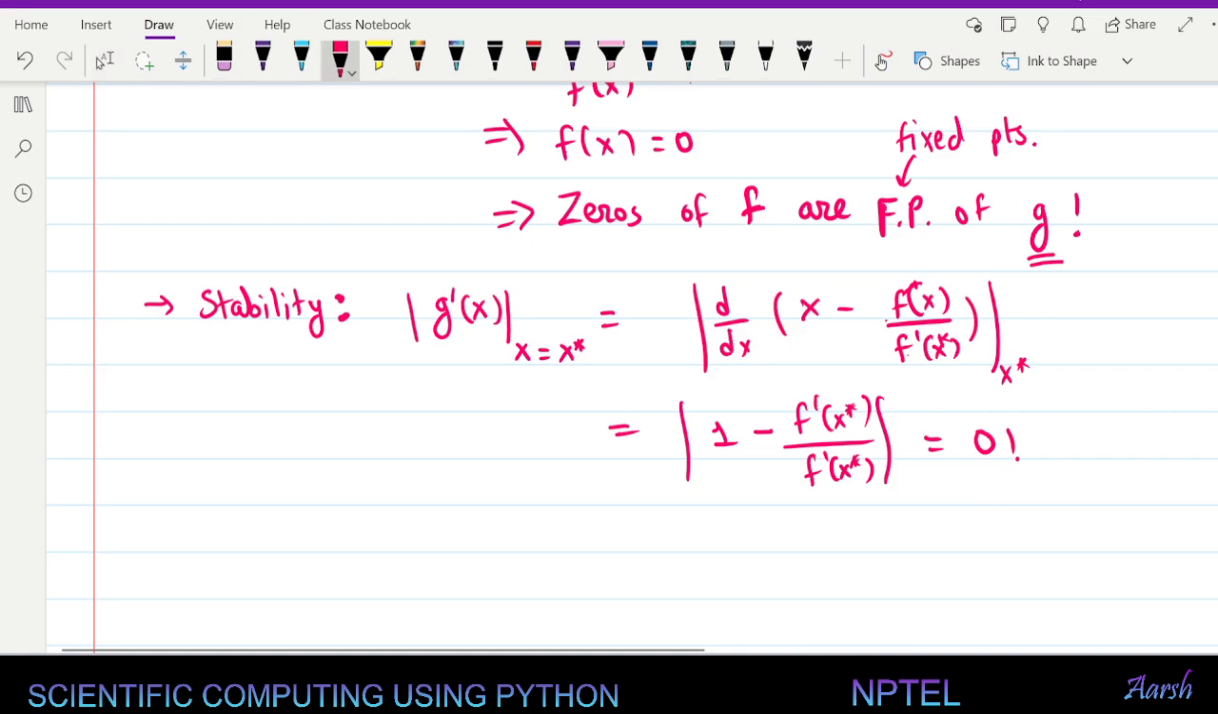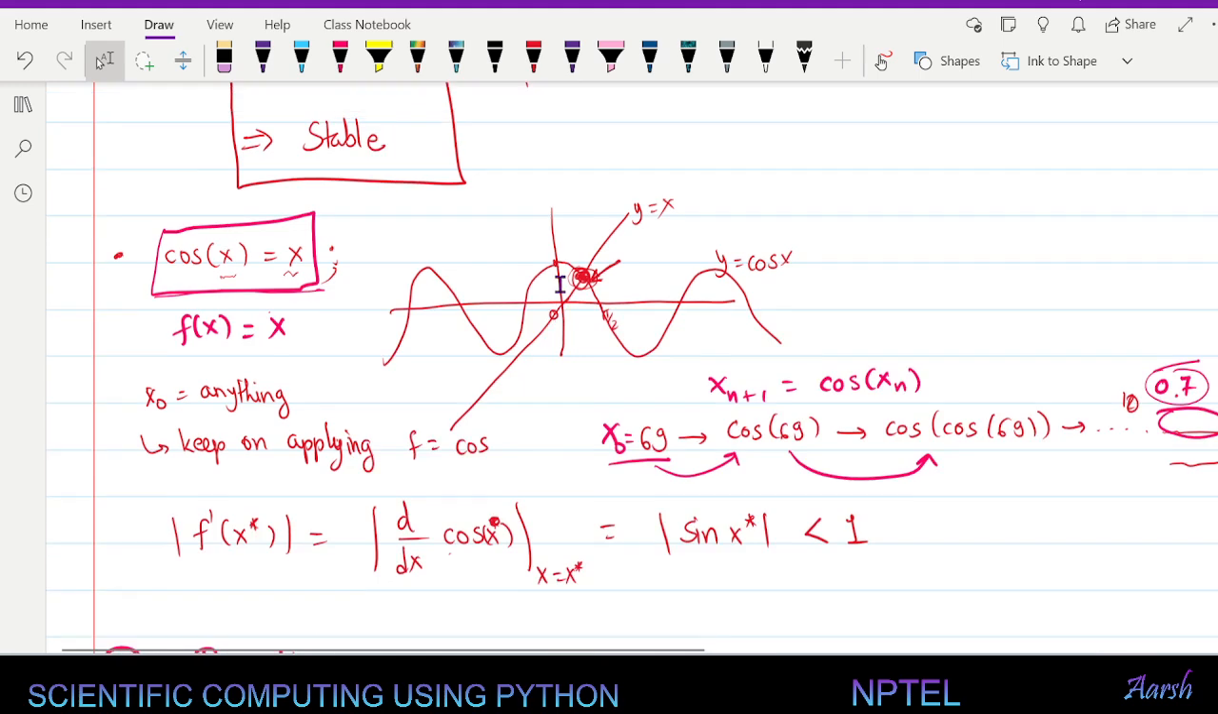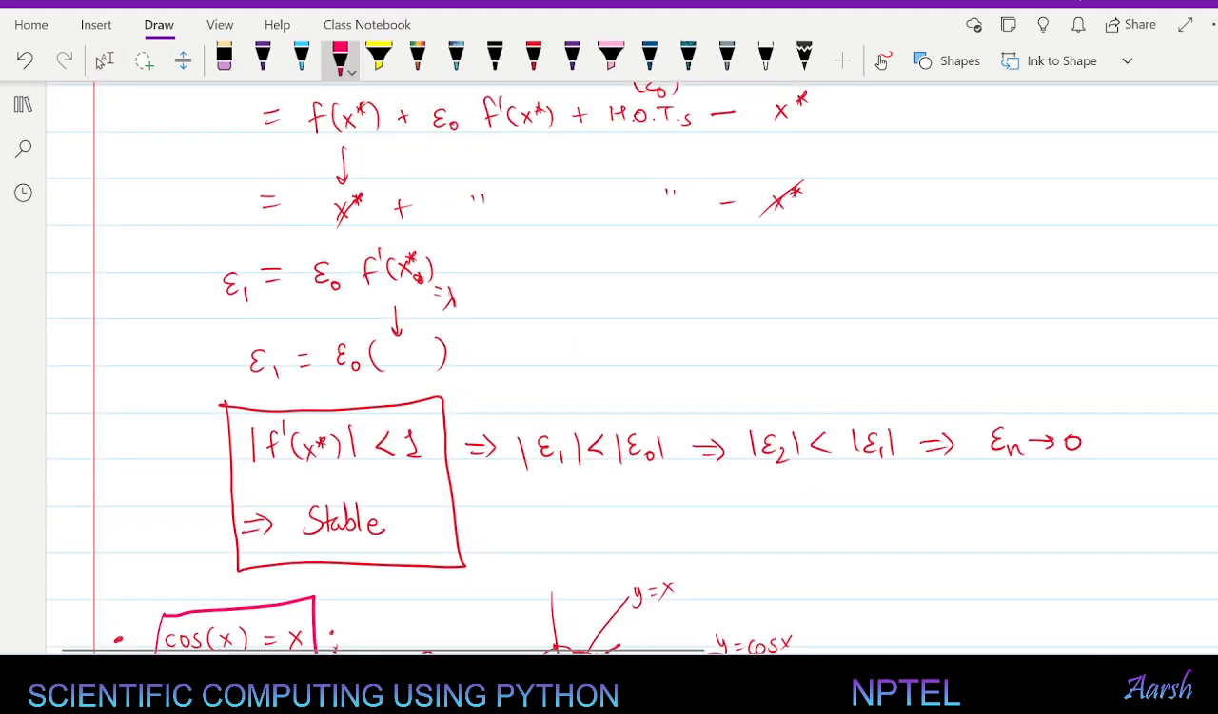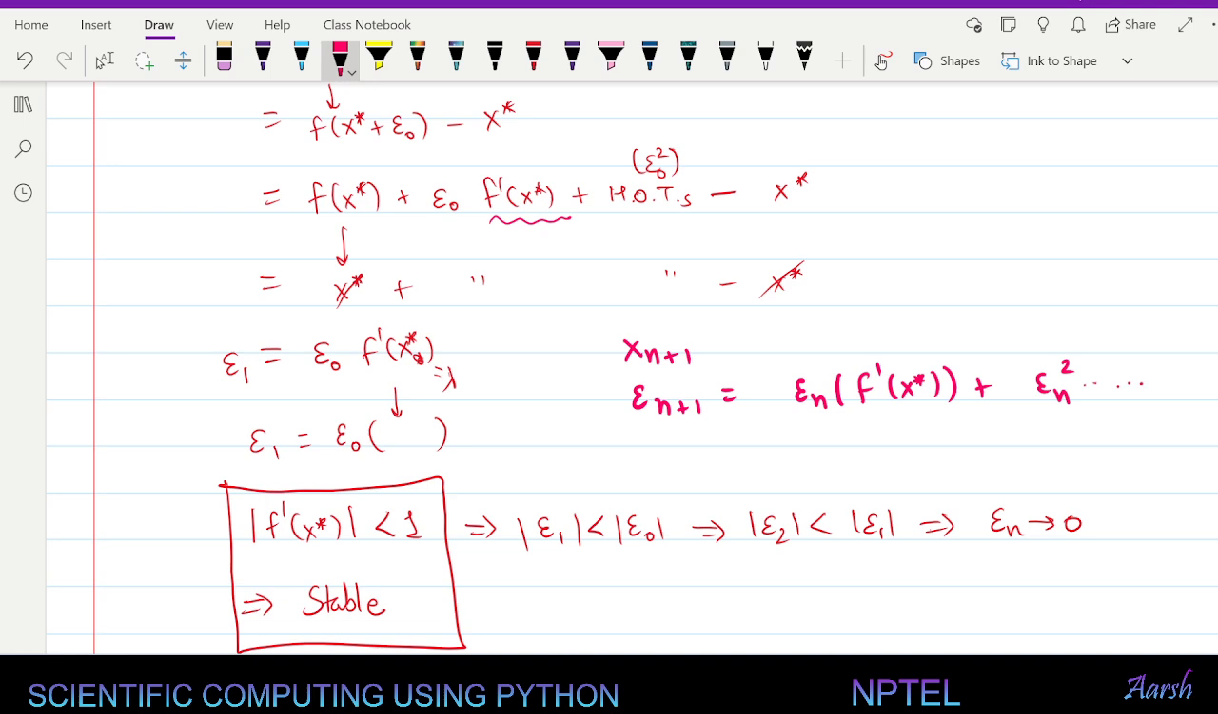And so this derivative was basically the first order term in the Taylor expansion. If you remember this, it was this term, right? So x n plus 1, or rather epsilon n plus 1, the deviation was epsilon n times this f prime x star, and plus there was epsilon n square higher order terms, right? So now f dash x star is 0. If it was not 0, then what would happen?